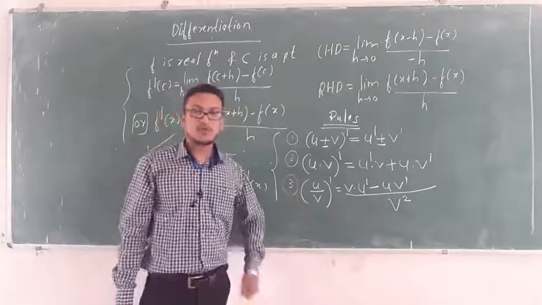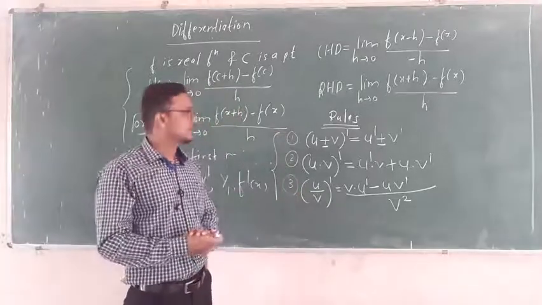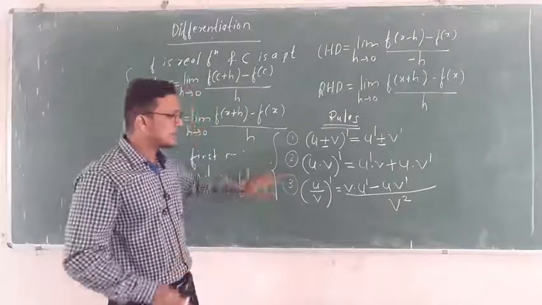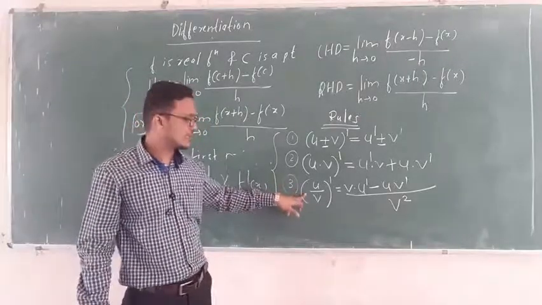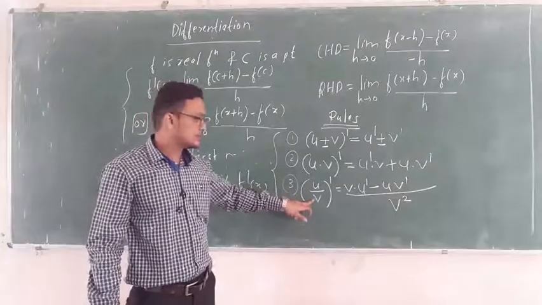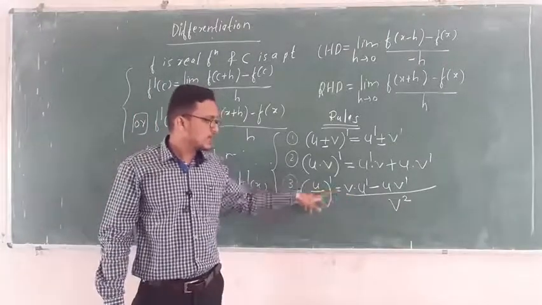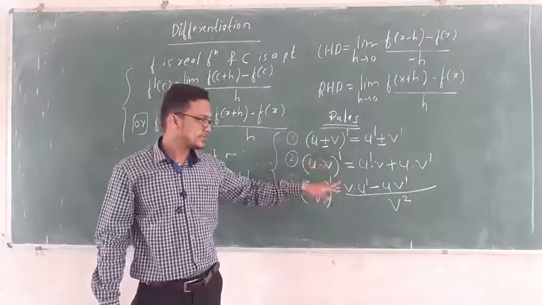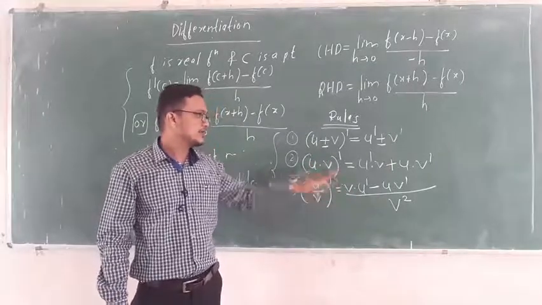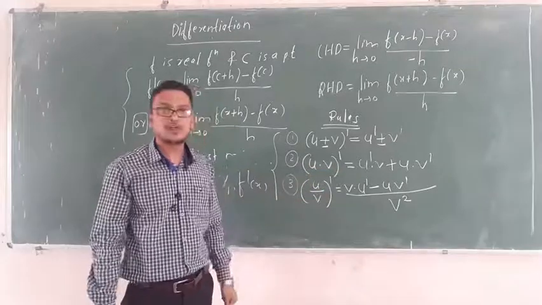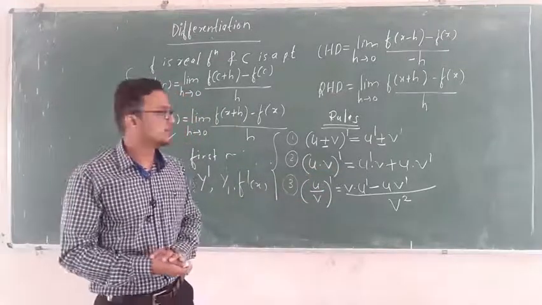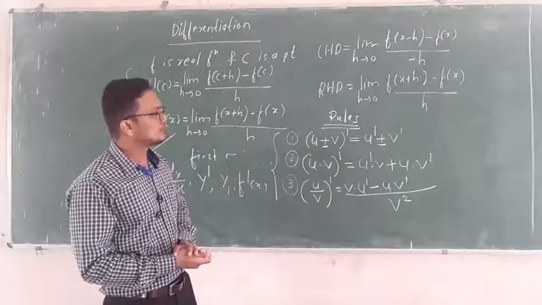While finding the derivatives of different functions, see, I'll explain this quotient rule once again. U by v: denominator square, then denominator as it is, derivative of numerator, minus numerator as it is into derivative of denominator. And this rule is called the quotient rule. Fine, so you have to remember these rules.